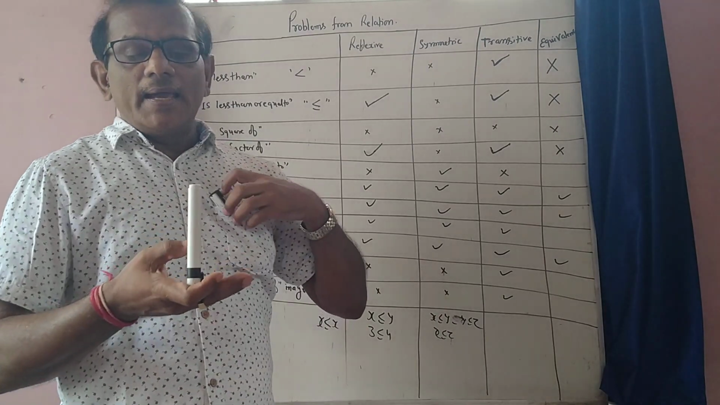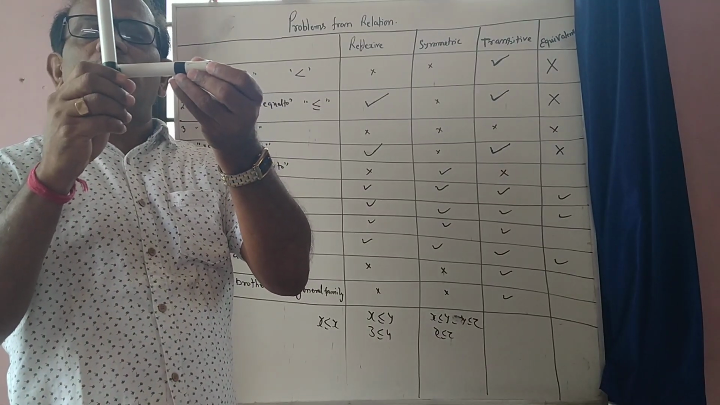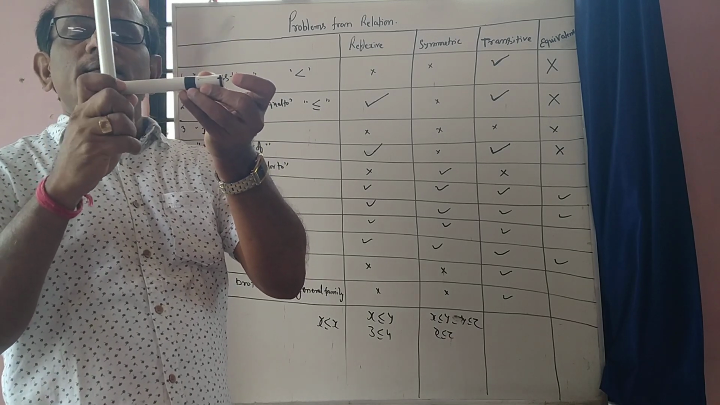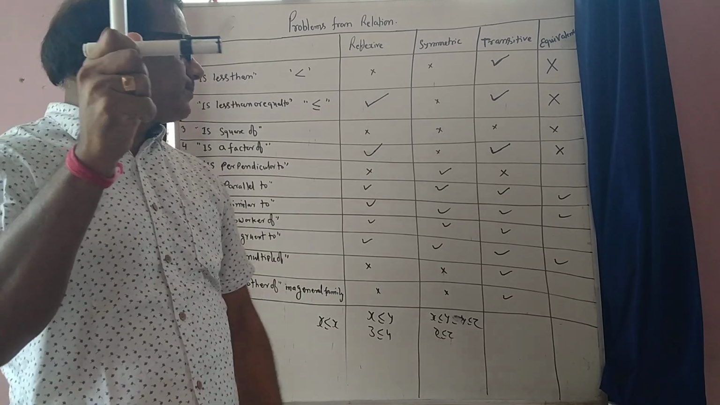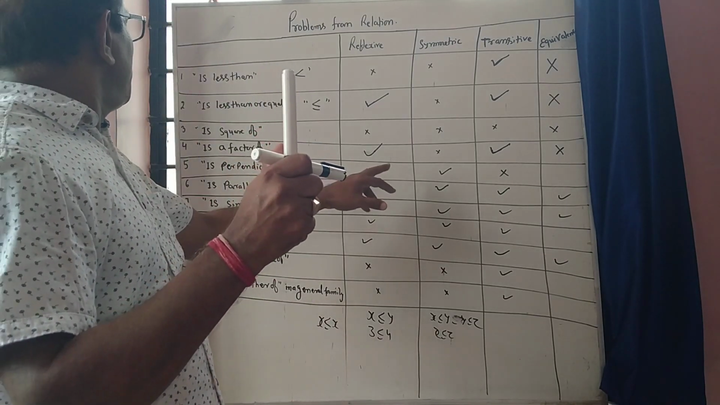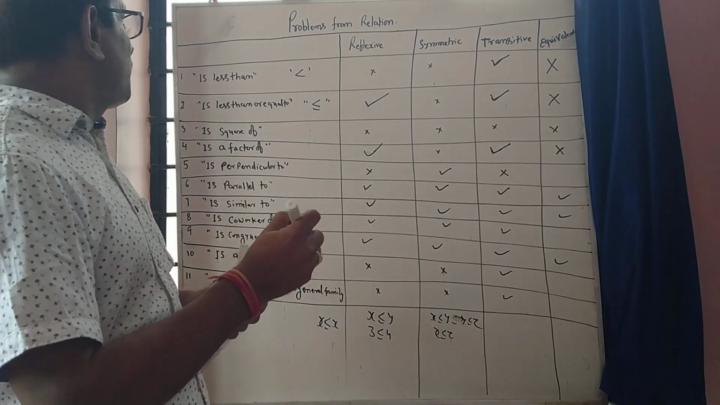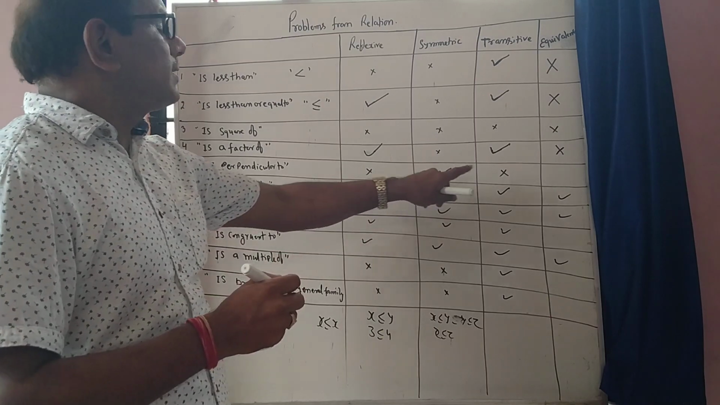Symmetric: if one line is perpendicular to another, L is perpendicular to M, then M is also perpendicular to L, making 90 degrees with each other. So the perpendicular to relation is a symmetric relation. Coming to the transitive property of the perpendicular to relation.